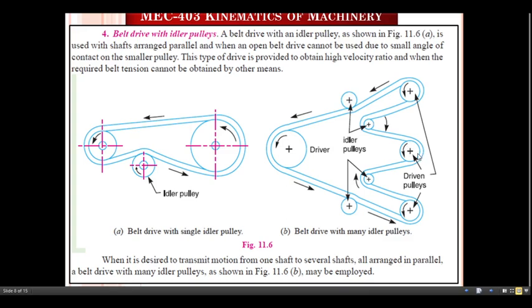Now if you just see here, here is the driven pulley, here is the driver pulley, from which the belt is wrapped on its external surface. What about this one? These indicate the idler pulleys. So with the help of these, we can increase the tension in that belt drive. So the amount of power is also increased because of that increase in tension. So when it is desired to transmit the motion from one shaft to several shafts, all arranged in parallel, a belt drive with many idler pulleys is used, with this arrangement.